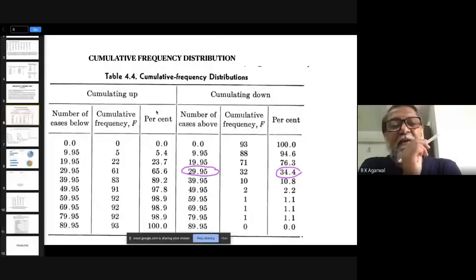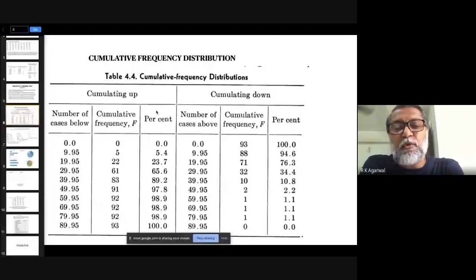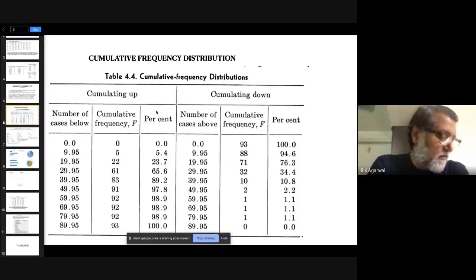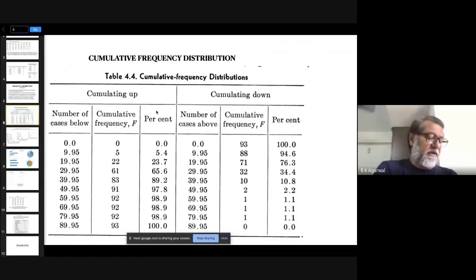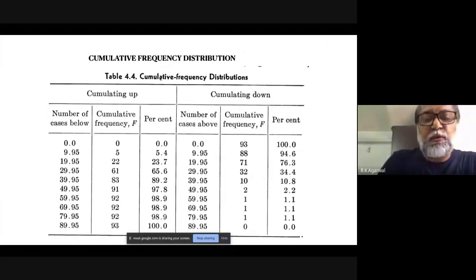So this is what is called cumulating down percent, and the earlier one is cumulating up percent. Remember that these percentages give you additional clarity on the performance of students in an exam or whatever the data represent.